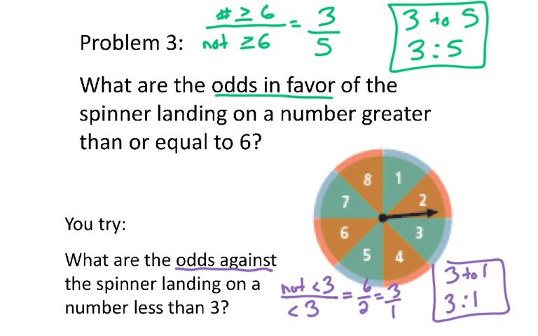So we have a 3 to 1 odds against landing on a number that is less than 3. So how many are not less than 3? Well, that would be 3, 4, 5, 6, 7, 8. So there's 6 options we could have had over the numbers that are less than 3, which would be 1 and 2.